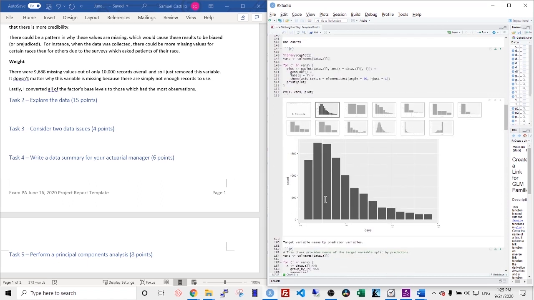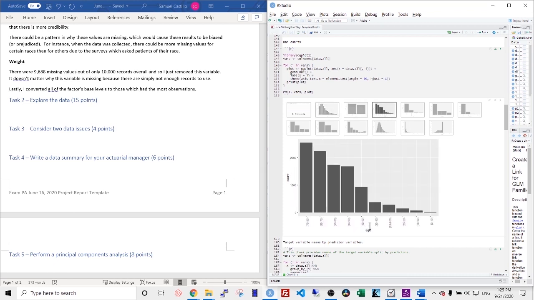So let's look at the histogram. The histogram just shows the distribution of the variable. It doesn't tell you anything about the target. So like in this case, this just tells you the number of people that are in each age category. It doesn't tell you how the target value changes.